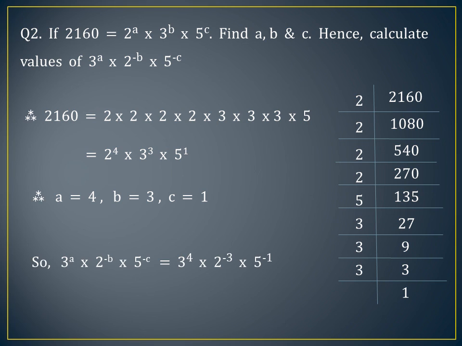So similarly, we'll have the value of 3 raised to a into 2 raised to minus b into 5 raised to minus c as 3 raised to 4 into 2 raised to minus 3 into 5 raised to minus 1. So that gives us the answer as 81 upon 40.